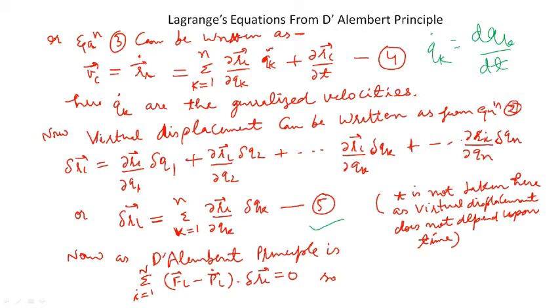Now we again write the D'Alembert principle, and that is sigma i from 1 to capital N (Fi minus Pi dot) into delta Ri. Now if we see this principle, then we have two terms here. One is Fi into delta Ri and the other is Pi dot into delta Ri. So we will write these two terms and find the Lagrangian equation.